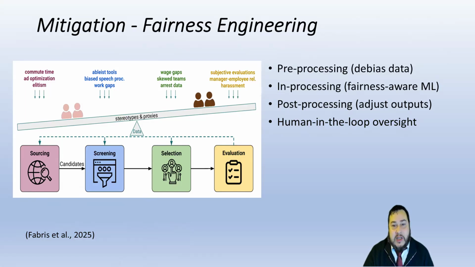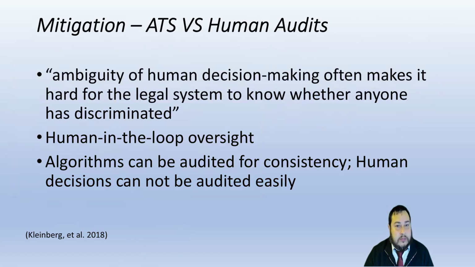Across all three stages, of course, human-in-the-loop oversight remains essential. Engineers, domain experts, and stakeholders need to audit and review outputs to ensure that fairness goals are being met. Kleinberg and colleagues make an important point about the difference between human and algorithmic decision making. Human decisions are ambiguous. It is often impossible for a legal system to determine whether a hiring manager discriminated because we can't see inside their reasoning processes.